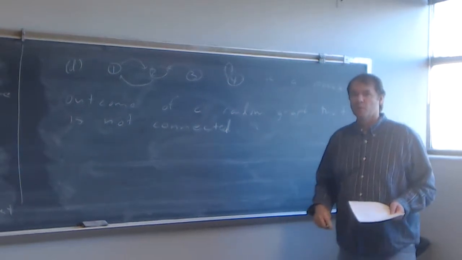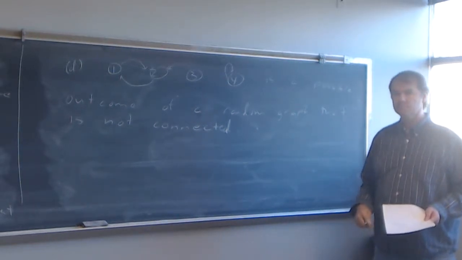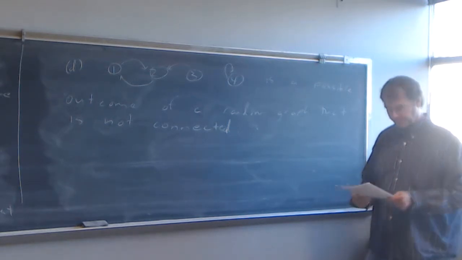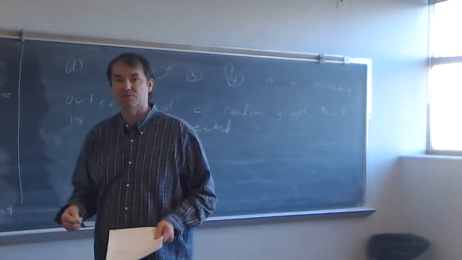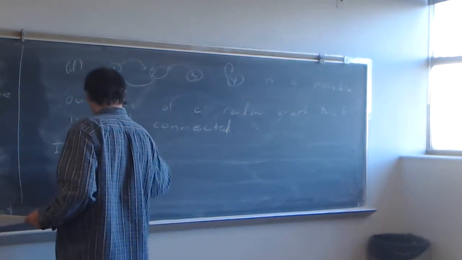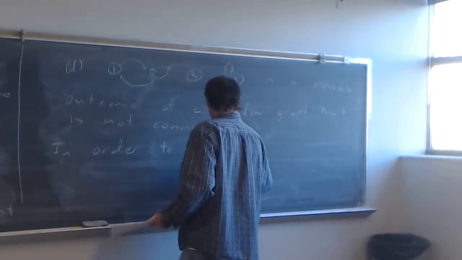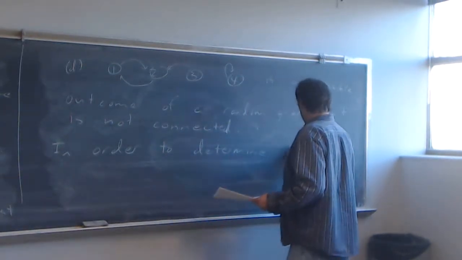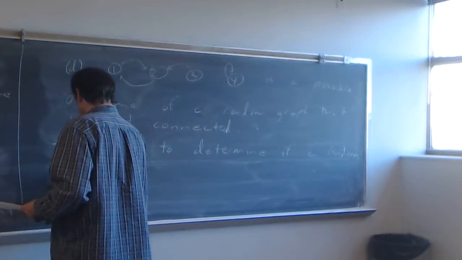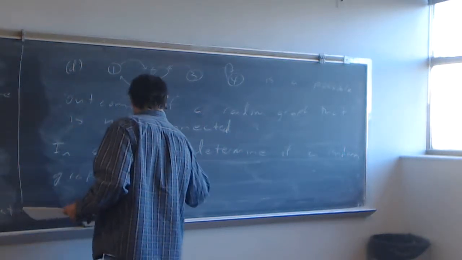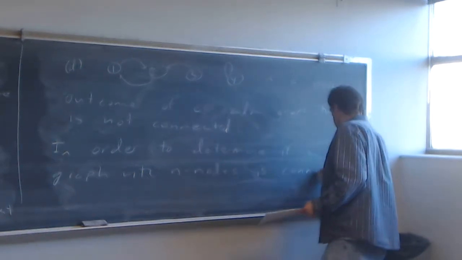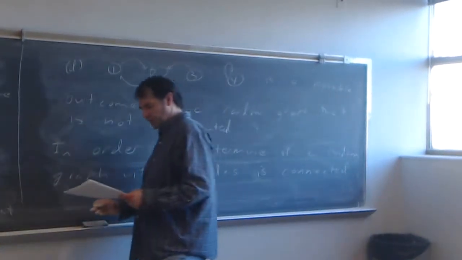Okay. We're ready to start working towards calculating the probability that a random graph is connected. So we're going to look at a construct called supernova. Okay, so in order to determine if a random graph with n nodes is connected, we will look at the following construction.